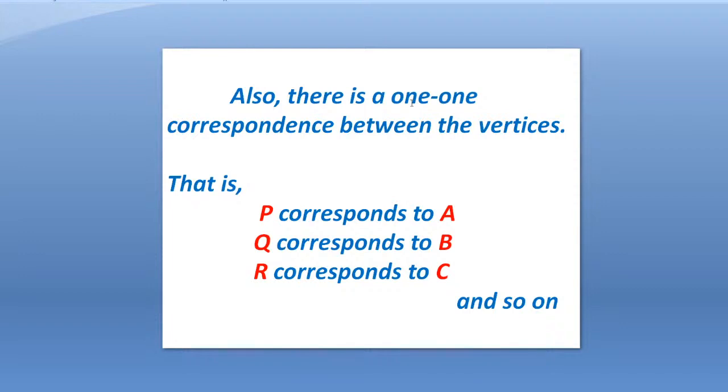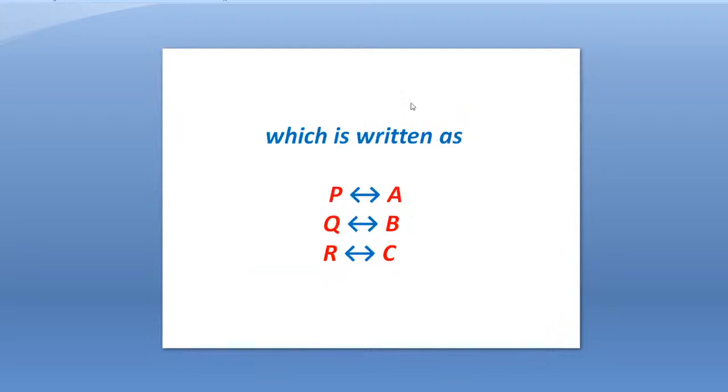Also, there is a one-one correspondence between the vertices, that is, P corresponds to A, Q corresponds to B, and R corresponds to C, and so on. So, which is written symbolically here, P corresponds to A, Q corresponds to B, and R corresponds to C.